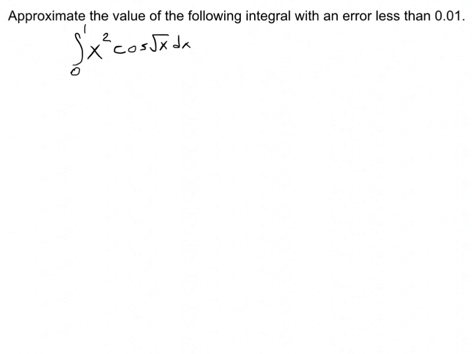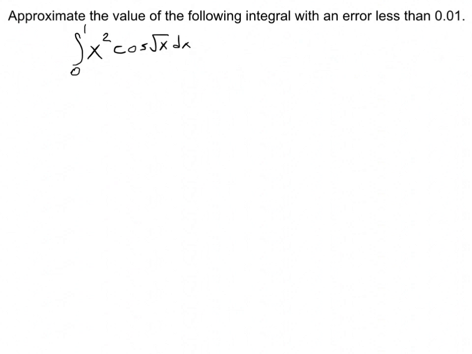So the new problem that I want us to look at is this one. I want us to approximate the value of this integral with an error less than 0.01. And I'm pretty sure that I've done my job well here. I don't think that's an integral we can do by hand. If I had made this a normal x, just cosine x, then I think we can do this by tabular integration. But as it stands, we're stuck. I don't think this is really something that we can easily do.